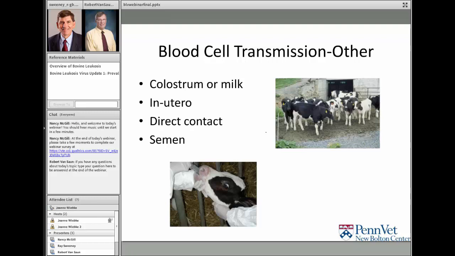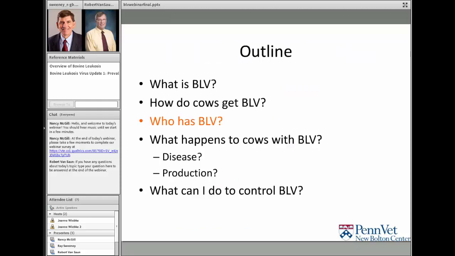And semen is also another potential source. Bulls that are infected will have virus in their semen occasionally. This is not such an issue with artificial insemination, because we know that the bulls are tested at the stud before they're put into service. But for natural service, this is another potential way that the virus could be spread.